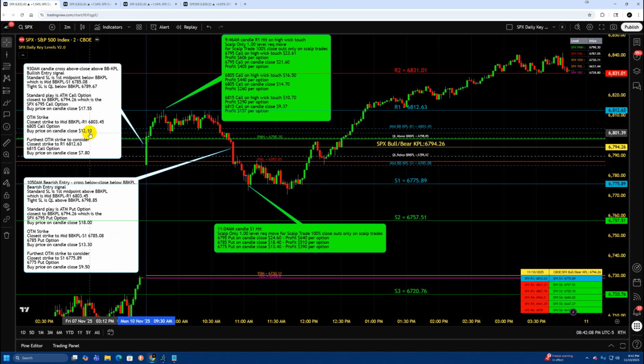Now, what is the furthest out of the money you can consider? The furthest out of the money you can consider is 1 full level away. Whereas this was the first midpoint above, this is the first full level above. What is the level we're trading? What is the direction we're trading? 1 full level above, R1 68.1263. The closest SPX strike to that is the 68.15 call option. The buy price on the candle close, $7.80.